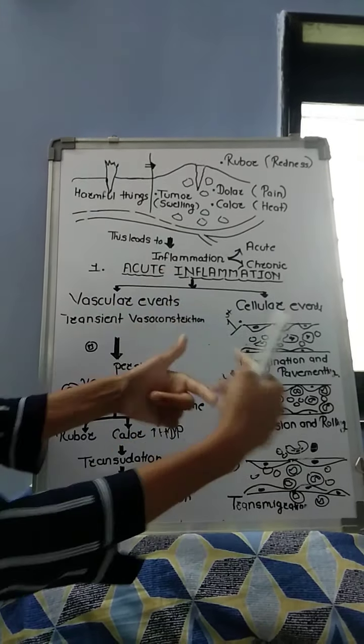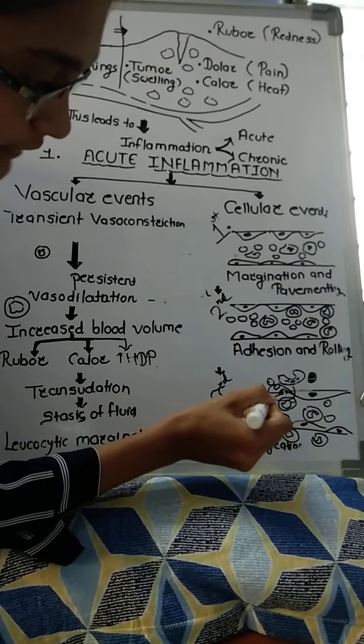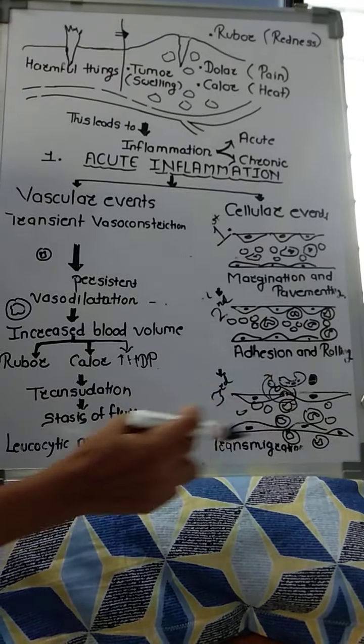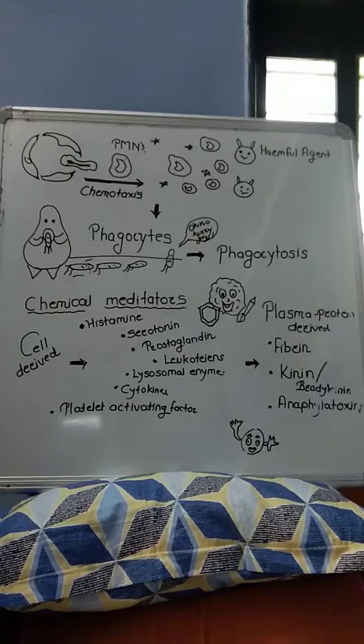After this event, leukocytes find space to escape from the blood vessel. That is, they find the endothelial gap between the cells and they start escaping. This process is known as transmigration, and sometimes also called diapedesis. So let's study the further events.